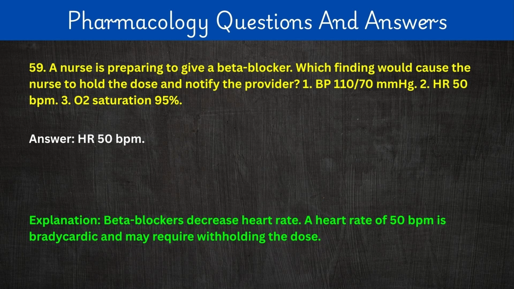59. A nurse is preparing to give a beta blocker. Which finding would cause the nurse to hold the dose and notify the provider? 1. BP 110/70 mmHg. 2. HR 50 BPM. 3. O2 saturation 95%. Answer: HR 50 BPM. Explanation: beta blockers decrease heart rate. A heart rate of 50 BPM is bradycardic and may require withholding the dose.